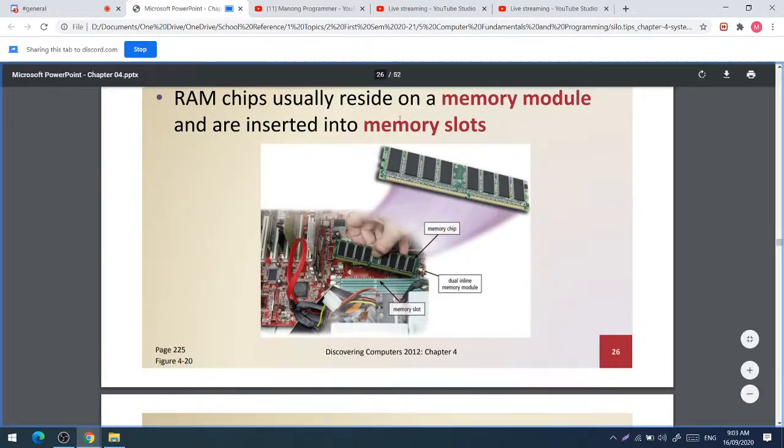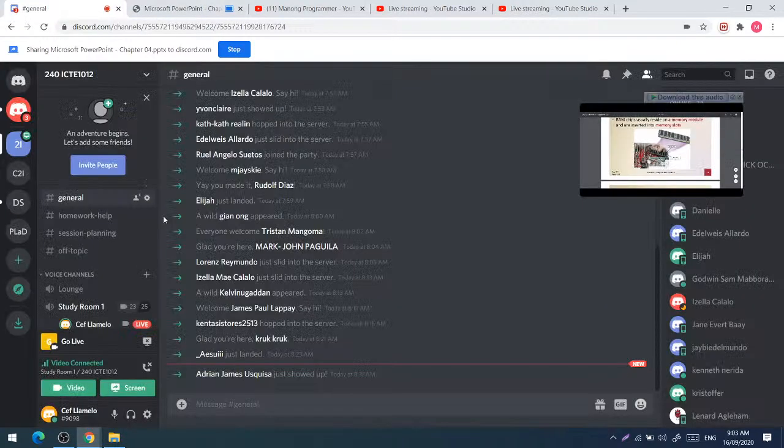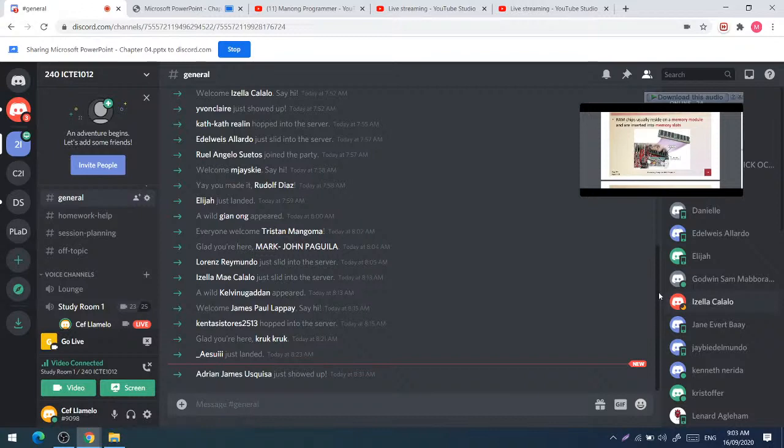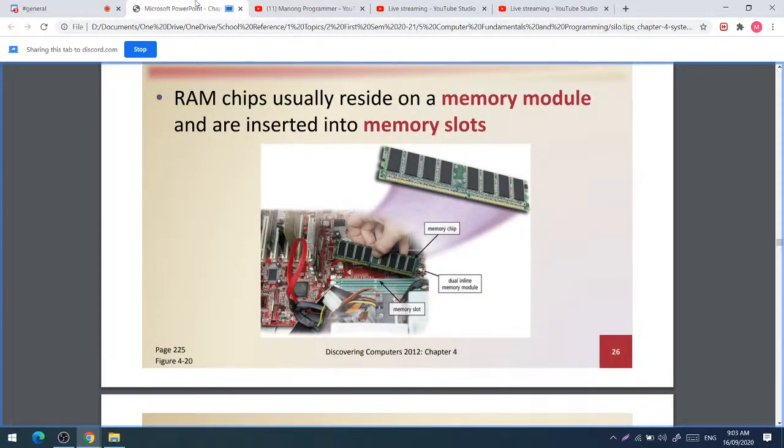RAM chips usually reside on a memory module and are inserted into memory slots. This is what it looks like, with black stripes. These are examples of memory. Still with me, guys? Yes, sir. Okay. Just ask questions if you do not understand.